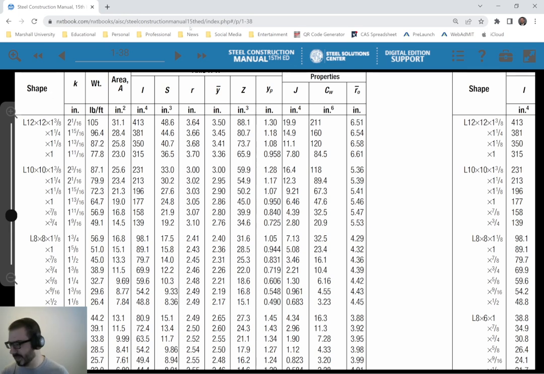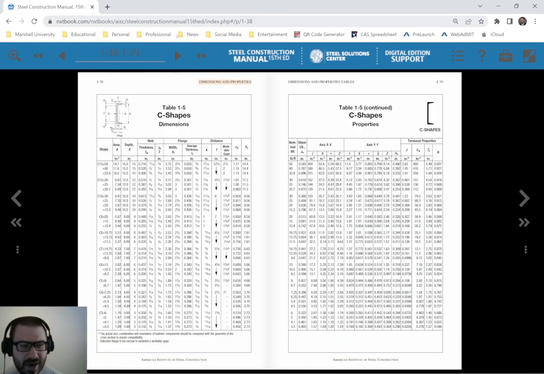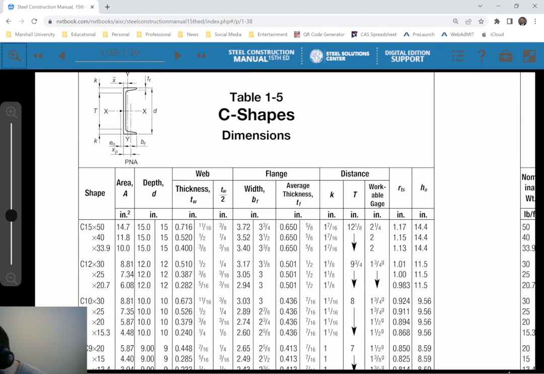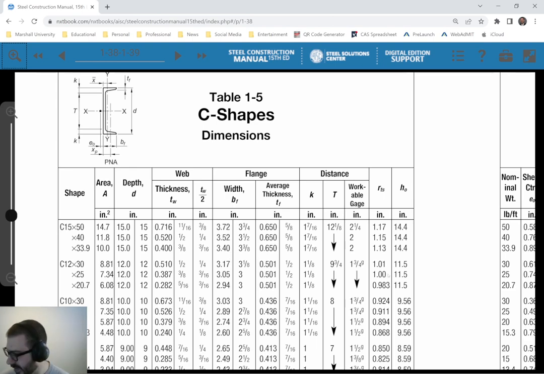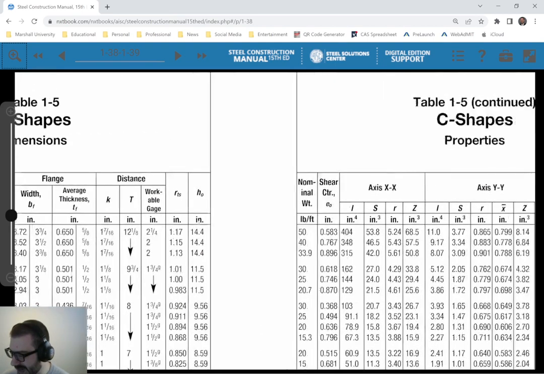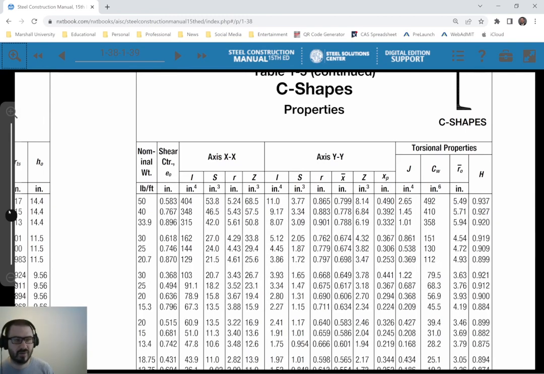And once it goes to the page in question. All right, so we're at the C10 by 30. So here's the shape, C10 by 30. And we're going to be looking at the RX and the RY. So for the shape in question, we have RX and RY. So let's see if we can write this down. We're at the C10 by 30. We got the RX is 3.43. The RY is 0.668. Okay, so let's put that down here on our notes.